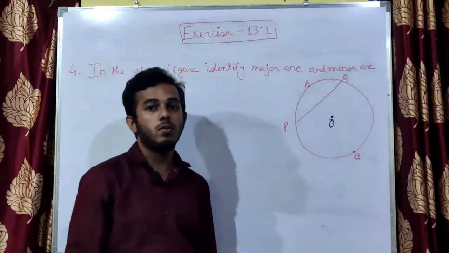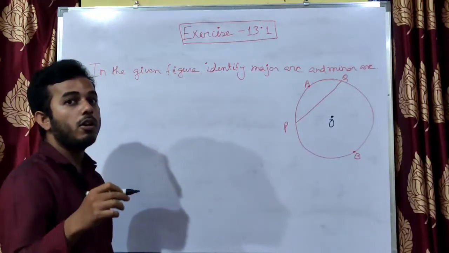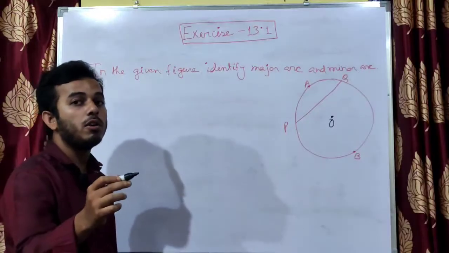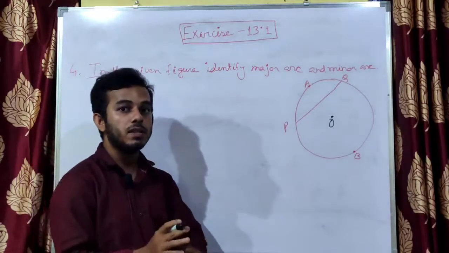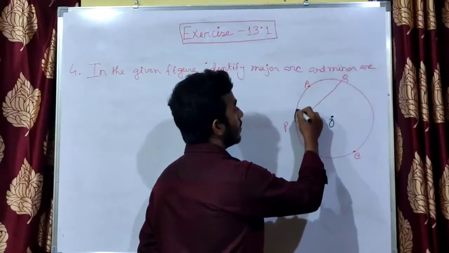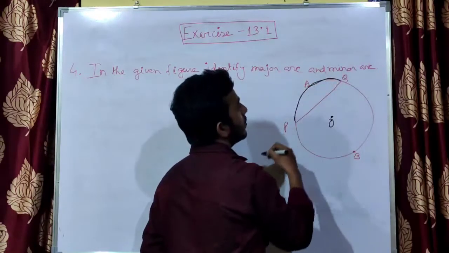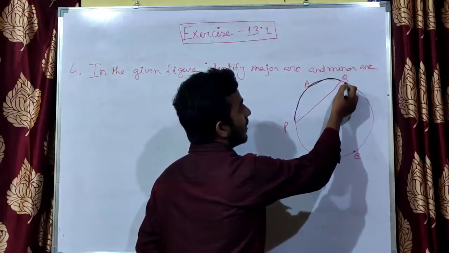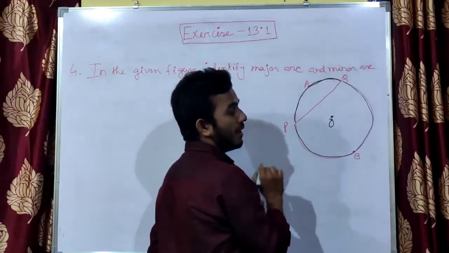Can we recall what an arc was? An arc is a part of the boundary of the circle. And a segment is a part of the circle. Suppose this is the boundary. This is a part of the boundary, so this is one arc and this is another arc.